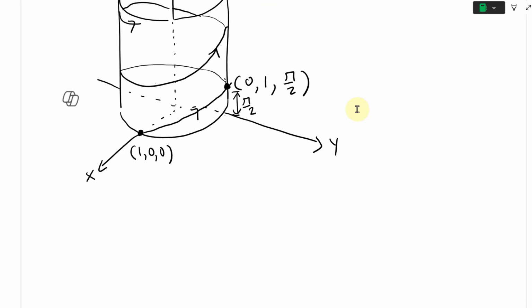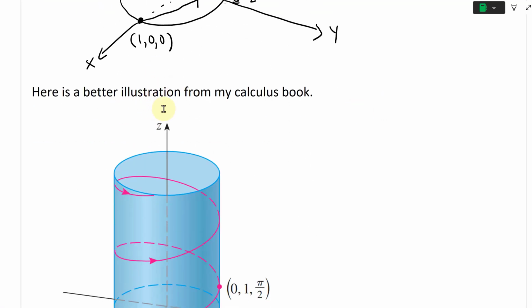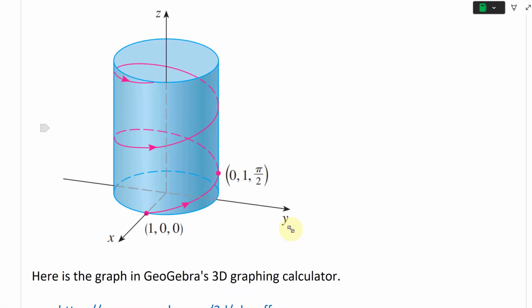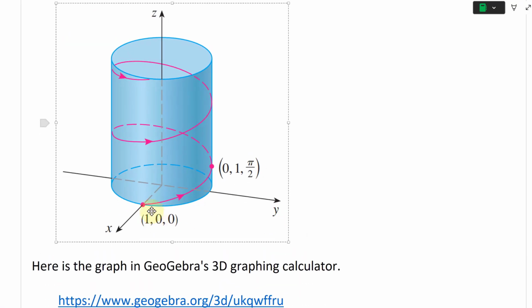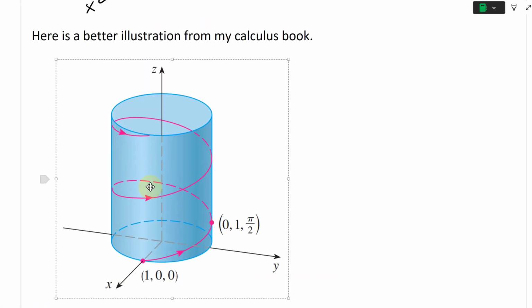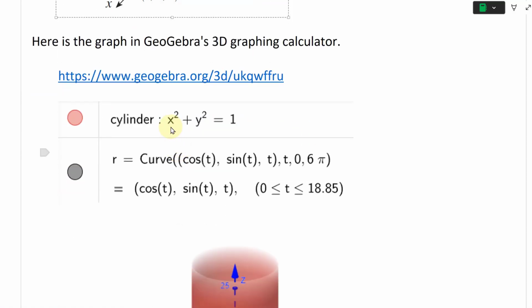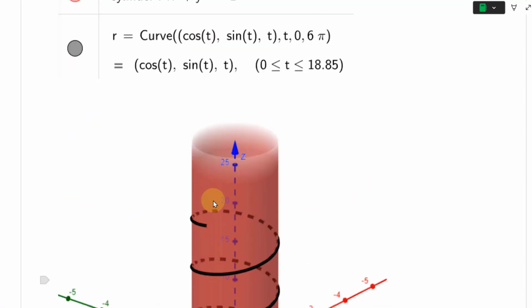I was surprised myself. And yeah, here's a better illustration from my calculus book, which I just copied. There's a cylinder. Starts off at 1, 0, 0, and it curls around. But basically, it's curling around in a counterclockwise circle, but it's also going upwards because of the z parameter or the t, and that increases, pi over 2, and so on, goes up and up and up. And also here I've graphed it on GeoGebra's 3D graphing calculator. There's a link to it. And there's a cylinder x squared plus y squared equals 1. That's just to graph the cylinder.